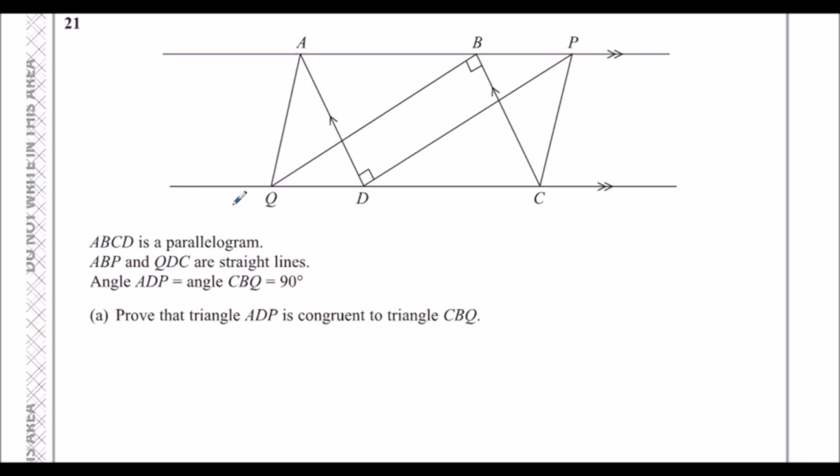Question 21. ABCD is a parallelogram. So I won't draw on it. ABCD is a parallelogram. ABP and QCD, so the top and the bottom, are straight lines. ADP and CBQ are right angles. It's all given to us on the diagram. Prove that triangle ADP, so this right angle triangle here, is congruent, so the same as CBQ, the other right angle triangle here.